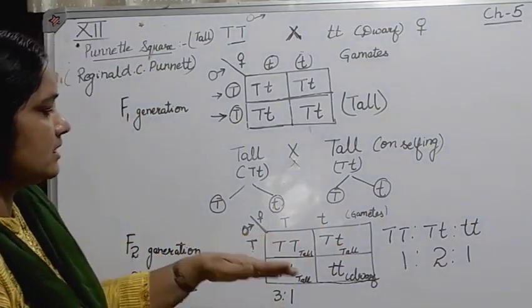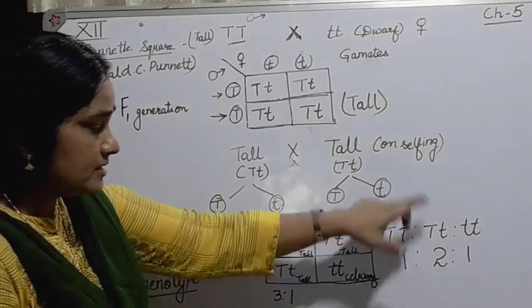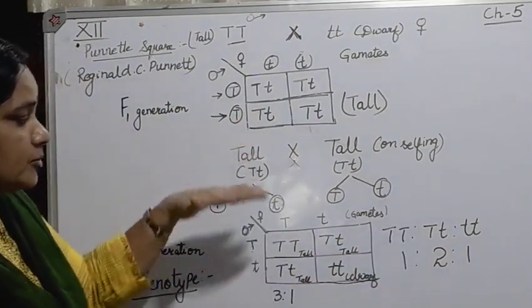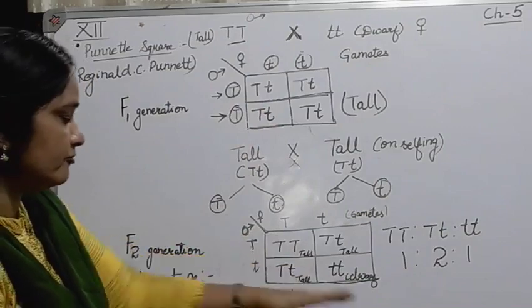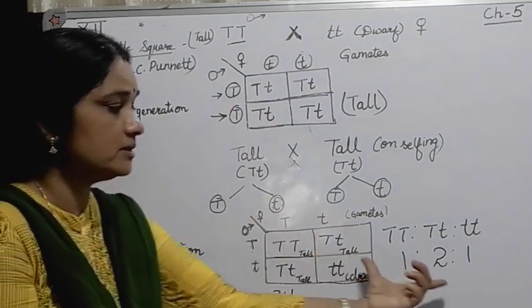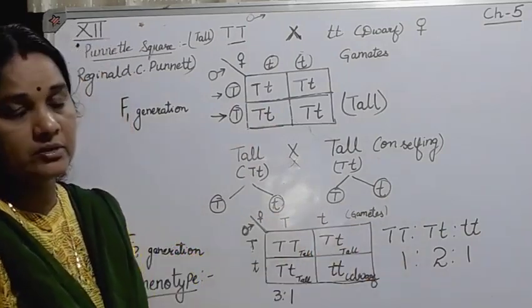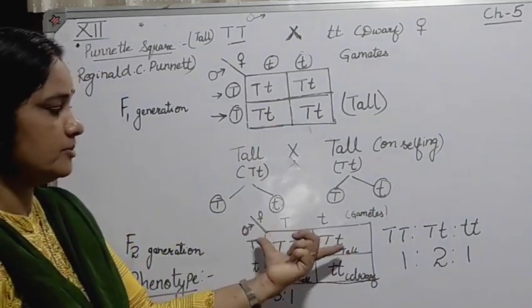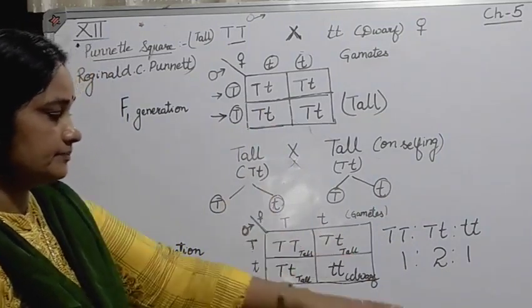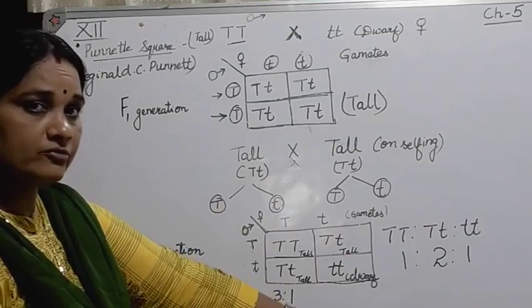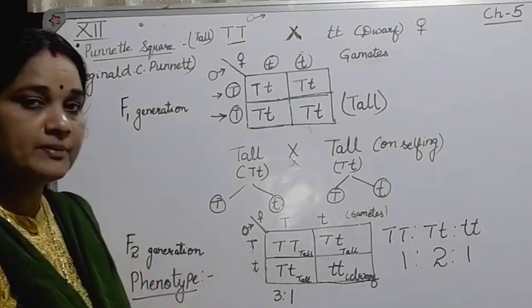And next you can see here this square, which was actually the probability of the tall plant to the dwarf plant, the phenotype, and the genotype also was found to be studied and was proved to be right during Mendel's experiment on pea plant.